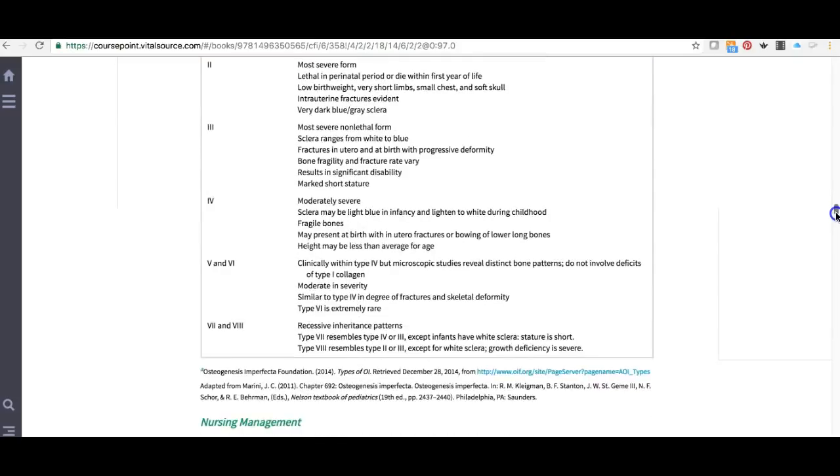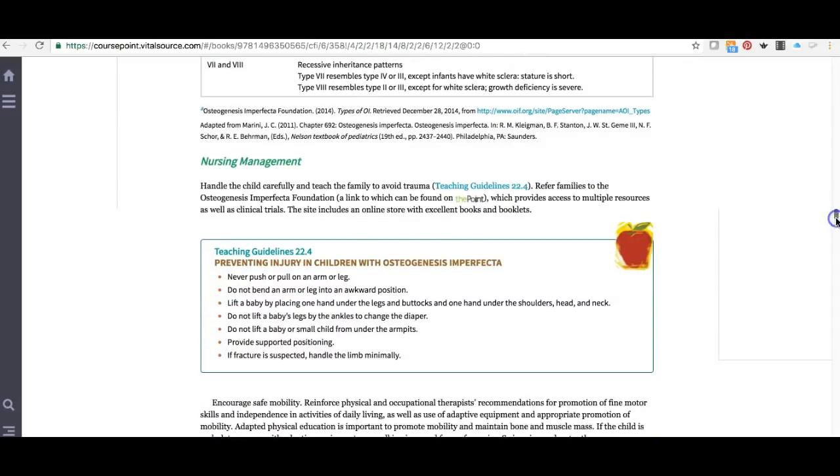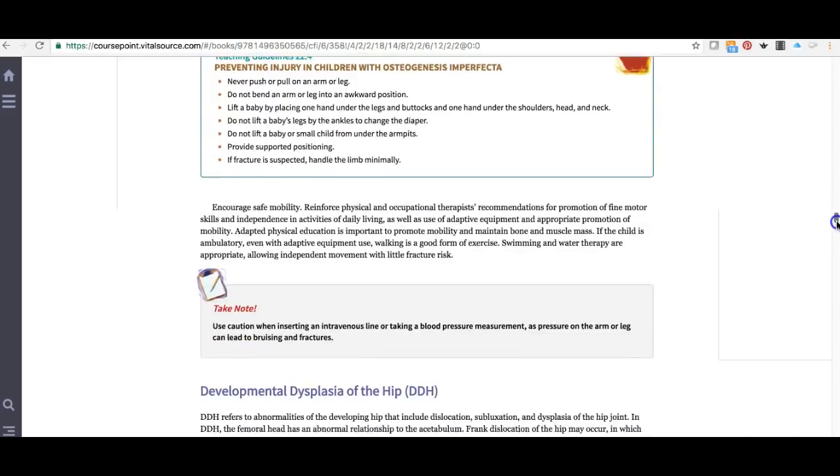Here's the classifications. You don't need to know the classifications, but you do need to know some teaching tips for Osteogenesis Imperfecta. These kids are fragile little China dolls. So no contact sports whatsoever, of course. But even as a baby, you don't want to push and swing them around, and you don't want to do that anyway. That causes Nursemaid's Elbow. But be aware of the teaching implications.